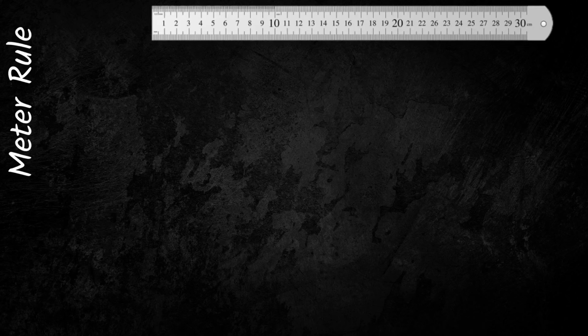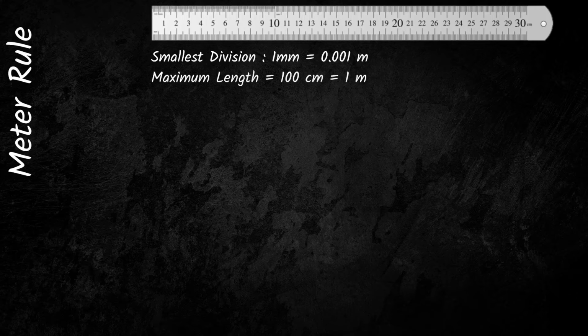So the first instrument that we're going to be talking about is a meter rule. This picture right here shows you what a meter rule looks like when it's 100 centimeters long. A meter rule is not 30 centimeters long, it's 100 centimeters long. The smallest division, which is the smallest length a meter rule can measure, is 1 millimeter or 0.001 meters. The maximum length that 1 meter rule can measure is 100 centimeters or 1 meter.